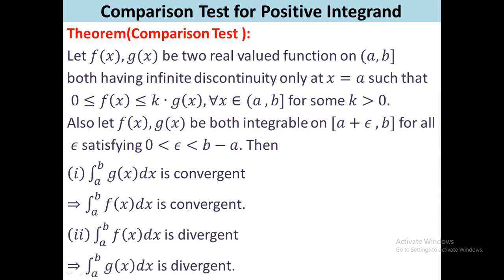So I repeat the comparison test here. Actually we take two functions which have infinite discontinuity at x equal to a, so the values of functions f and g are unknown at x equal to a. Here also g is greater than f(x), where f and g are both non-negative, and actually here g can be multiplied by some positive quantity also. Then if the larger function is convergent, then the smaller function will be convergent. If the smaller function is divergent, then the larger function is divergent, provided f and g are both integrable from a plus epsilon to b.